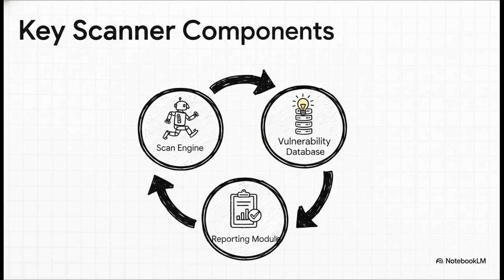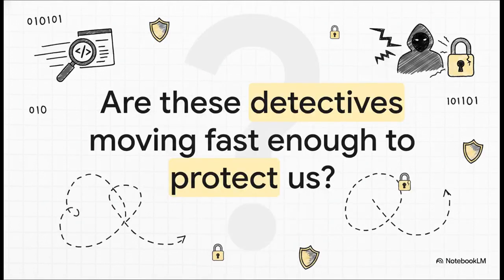So, just to recap the whole operation, our digital detective really relies on these three key things working together perfectly. You've got the scan engine doing all the legwork, the vulnerability database providing all the intelligence, and the reporting module that makes sense of it all. This systematic process is, without a doubt, our best first line of defense in what is an incredibly complex digital world. But it does leave us with one final and pretty crucial question. In this constant cat and mouse game of cybersecurity, are our automated detectives really enough to keep up with criminals who are always looking for that next unknown flaw?